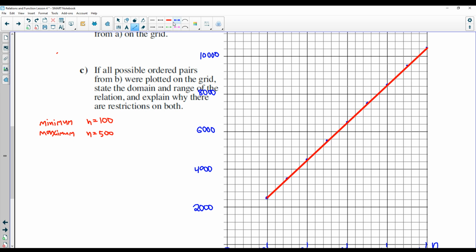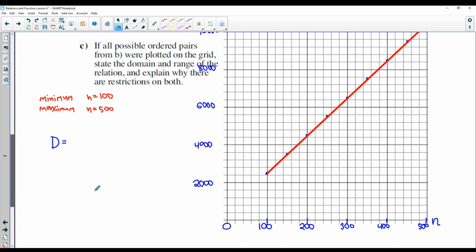Okay, now let's identify the domain and the range. Okay, so the domain is all of your possible x or n values. Okay, we'll use n here. Okay, so let's do squiggly bracket. Now, we've already identified what our restriction is. So n has to be greater than or equal to 100. And n must also be less than or equal to 500.